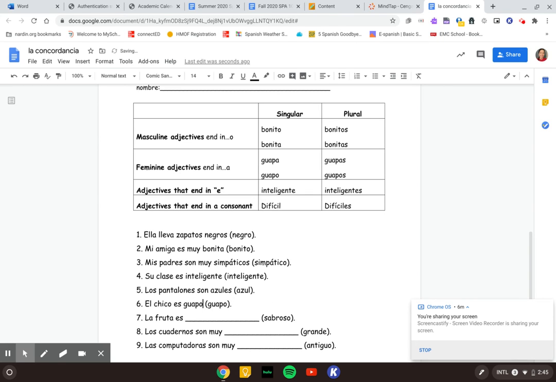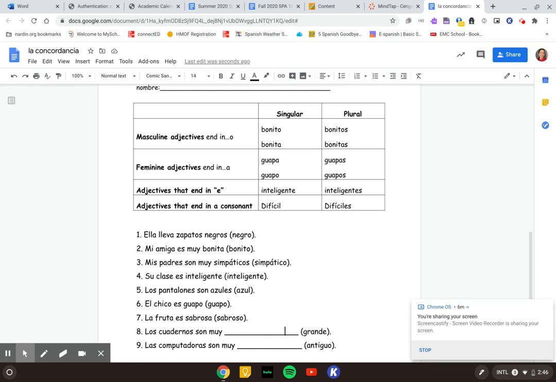El chico es guapo. La fruta. So here we have a feminine singular word. So instead of saying sabroso, we're going to change it to sabrosa. So you see how everything has to fit together like a puzzle. The la has to match the fruta to say the fruit. Es is your singular form of ser. And then sabrosa goes along with fruta to match.